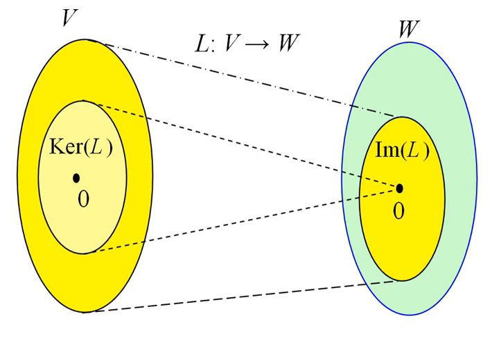In mathematics, and more specifically in linear algebra and functional analysis, the kernel, also known as null space or nullspace, of a linear map L: V → W between two vector spaces V and W, is the set of all elements v of V for which L(v) = 0, where 0 denotes the zero vector in W. That is, in set builder notation, ker L = {v ∈ V | L(v) = 0}.